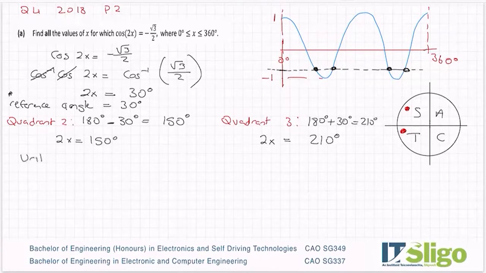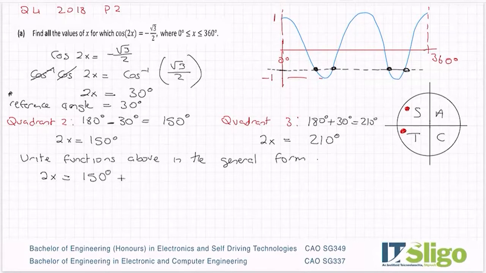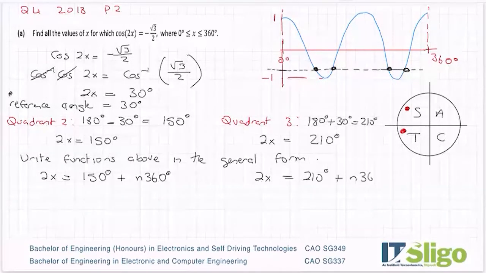We write the functions above in what's called the general form. Okay, so what do I mean by that? Well, 2x is equal to 150 degrees plus n 360 degrees, or 2x is equal to 210 degrees plus n 360 degrees. So what am I saying there?